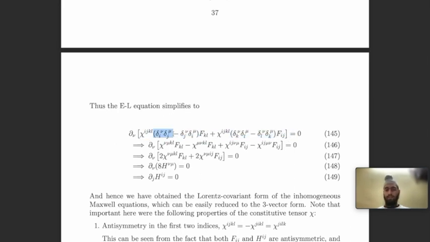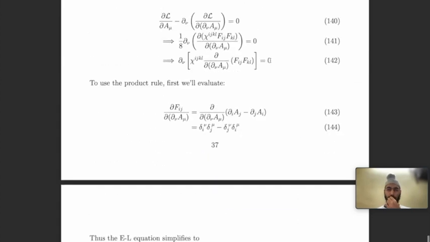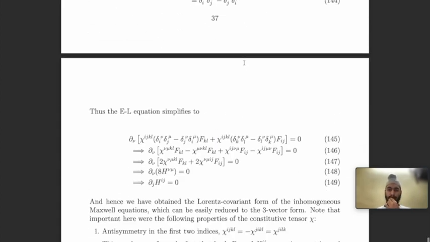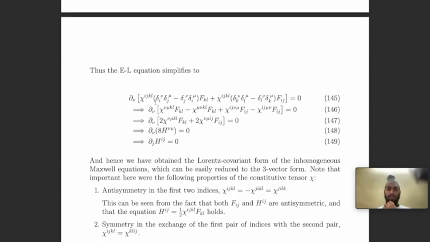Product rule, hence we get two terms. Product rule on this term. So you get your two terms, and then you expand these out to get four terms.